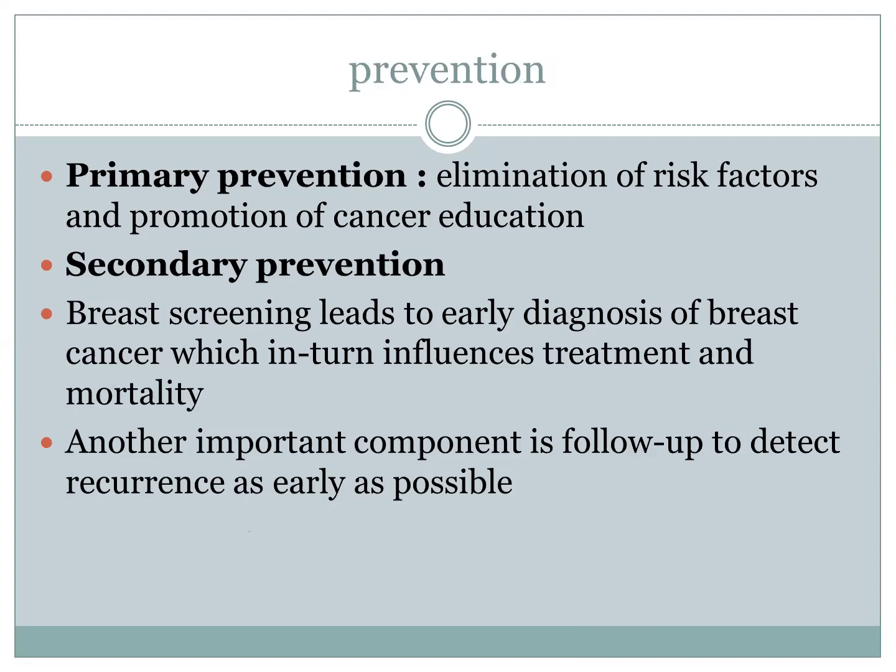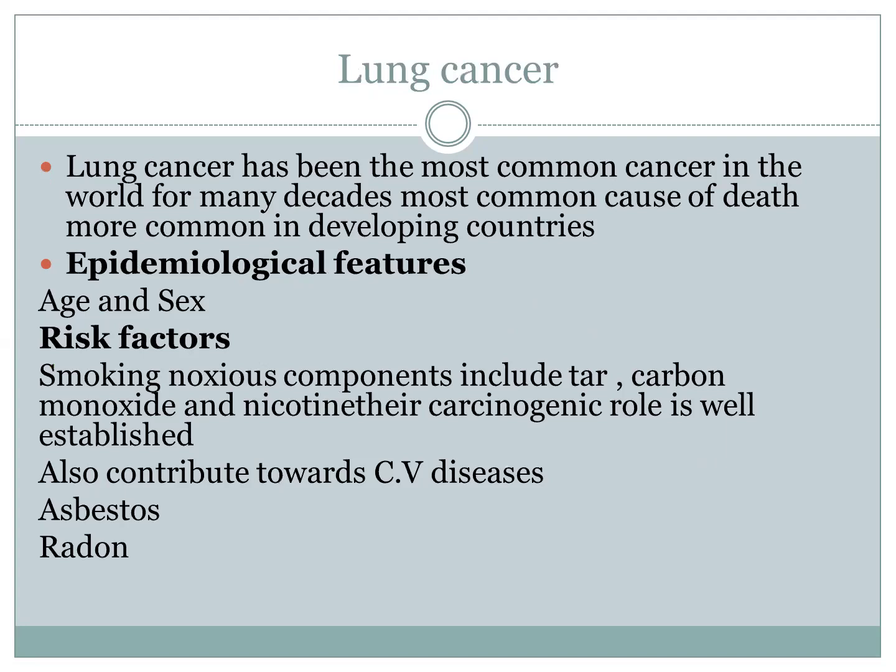Okay, so how can we prevent breast cancer? Elimination of risk factors and promotion of cancer education. Secondary prevention includes screening, which leads to early diagnosis of breast cancer, which in turn influences treatment and mortality. Another important component is follow-up to detect recurrence as early as possible.